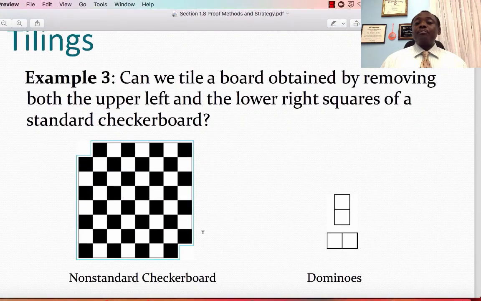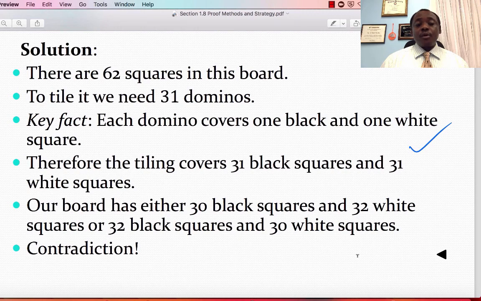Can we tile a board obtained by removing both the upper left and the lower right squares of a standard checkerboard? So we get this square out, we get this square out. Can we tile this using dominoes? There are 62 squares in the board. To tile it, we need 31 dominoes.